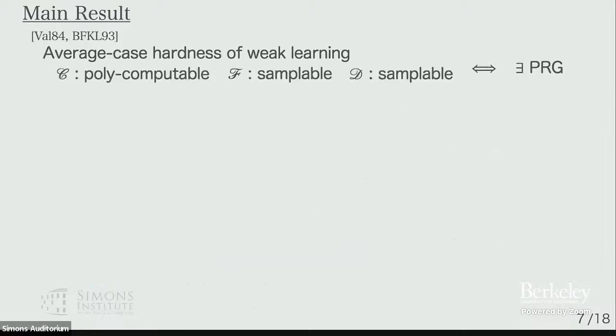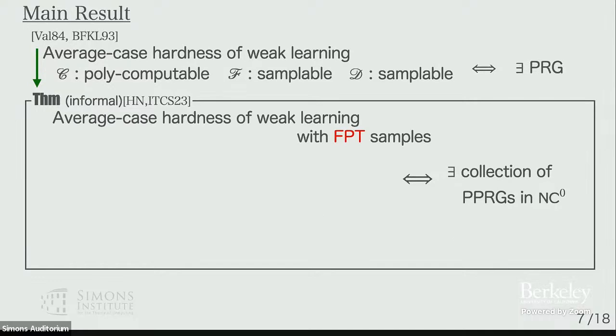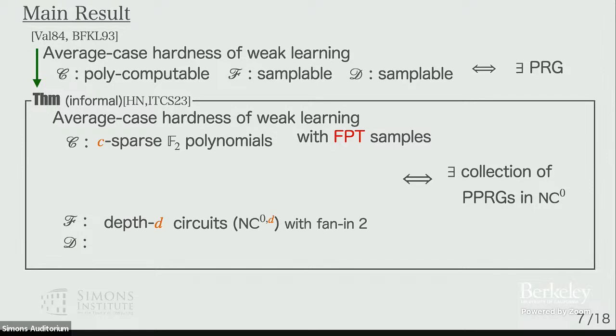Then what is the equivalence result? First of all, we have a general relationship between pseudorandom generators and average case hardness of weak learning. And we obtain the characterization for correction PPRGs in NC0 by tuning these three settings. We consider average case hardness of weak learning with FPT samples, where the concept class is C-sparse F2 polynomials, and the distribution over functions is samplable by a depth-d NC0 circuit. And we consider the example distribution as samplable and C-prime-sparse, where C-prime-sparse means the Hamming weight of strings in the support of D is bounded by C prime. Then we can characterize by using this learning setting.